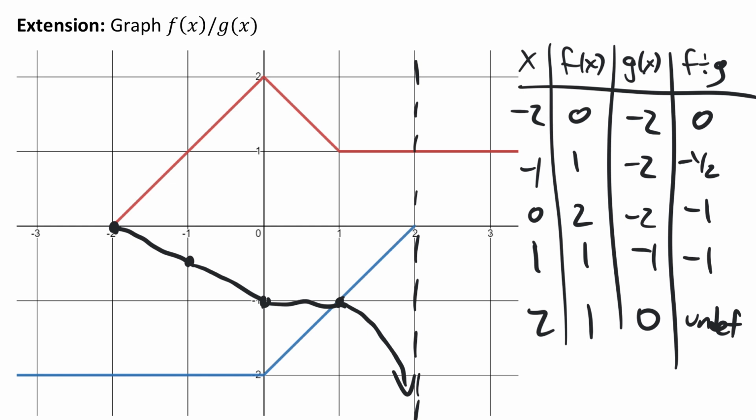We can see it would be easier if we maybe added in a point like 1.5, an extra x value. So if we added in an extra x value, f(x) we'd see as 1, but g(x) would be -0.5, and 1 divided by -0.5 would be -2. So we can see it's going to get more and more negative as we go down, and so that's going to create that asymptote.